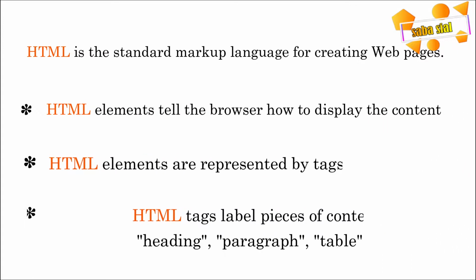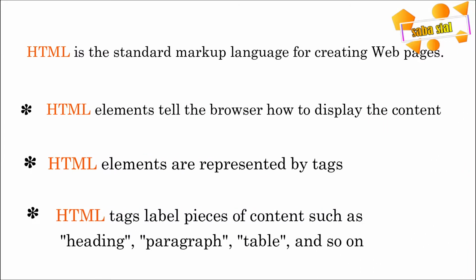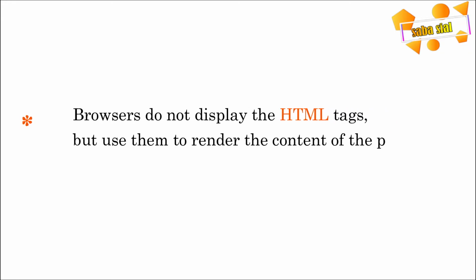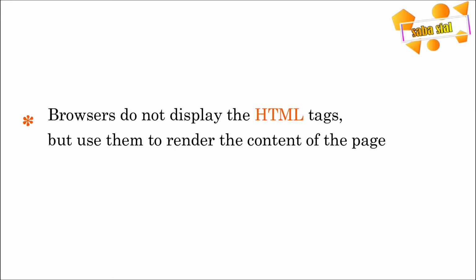HTML elements tell the browser how to display the content. HTML elements are represented by tags. HTML tags label pieces of content such as headings, paragraphs, tables, and so on. Browsers do not display the HTML tags, but use them to render the content of the page.